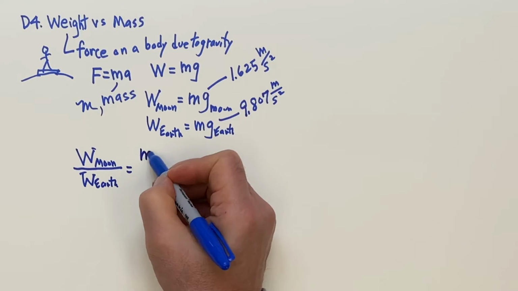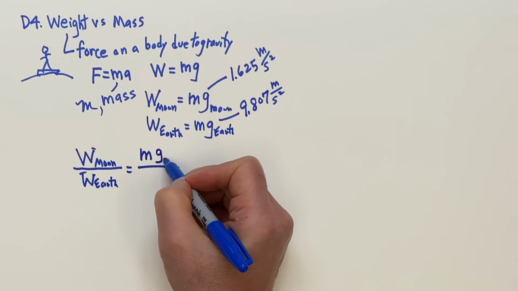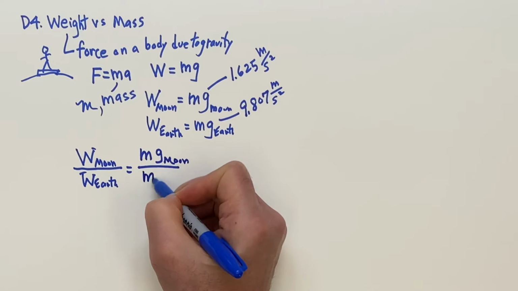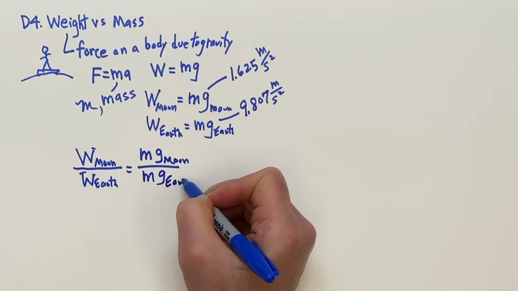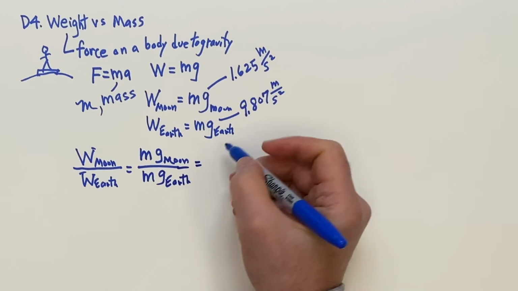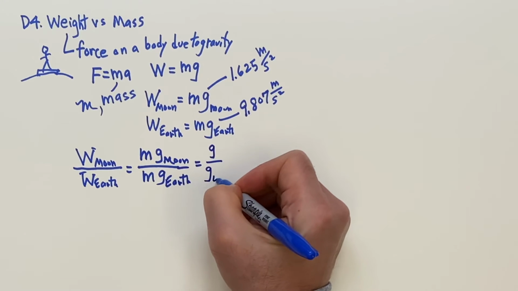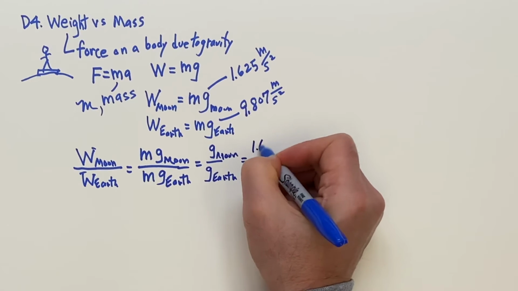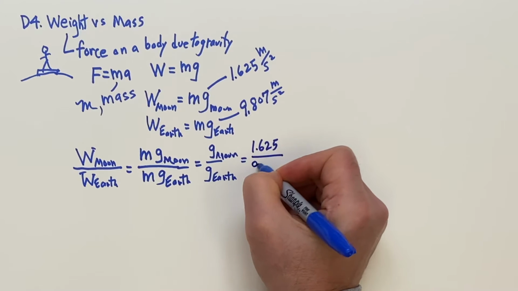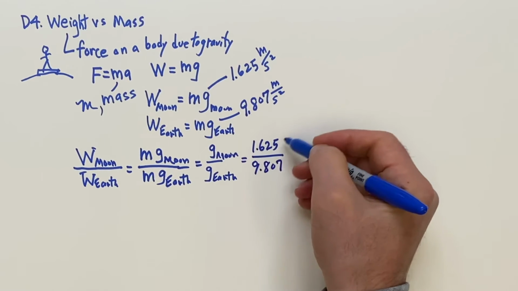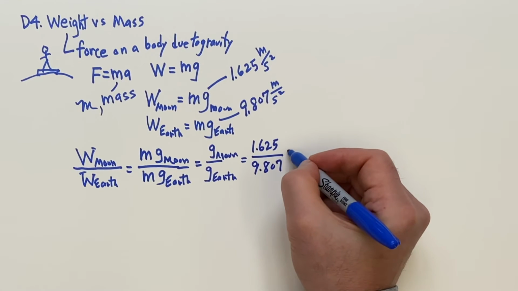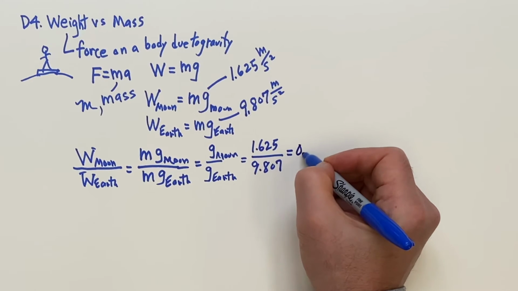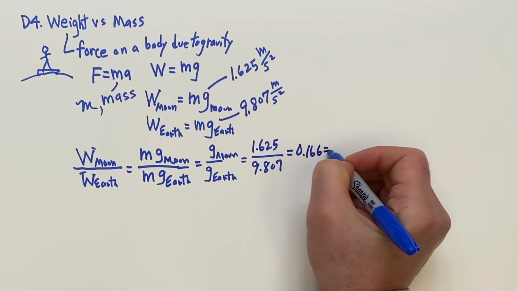it's very, very neat here that the masses cancel, because you have mg for the moon, and then you have mg for the Earth, and you're just getting the ratio of the g's, which should be the 1.625 over the 9.807. The meters per second squared are going to cancel out. And this is surprisingly very, very close to 0.166. So I'm going to put down 1/6.